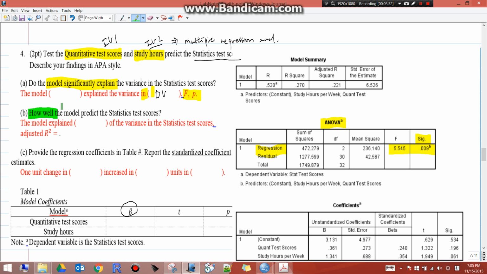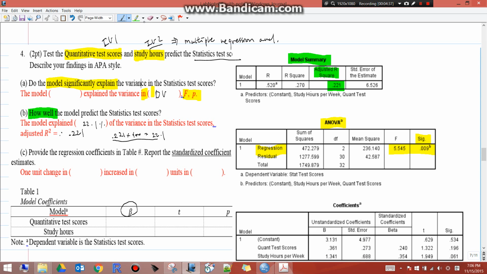Then let's look at the second question. How well does the model predict the statistics test scores? Well, this is a matter of the amount of variance that can be explained by the model. So for this question, you have to look at the model summary. Which part? Adjusted R-squared. We talked about R-squared being a biased measure of effect size, so we report adjusted R-squared. The model explains how much? It's 0.221, and we simply multiply by 100, which gives us 22.1%. The model explained 22.1% of the variance in the statistics test scores by the regression model that we propose.